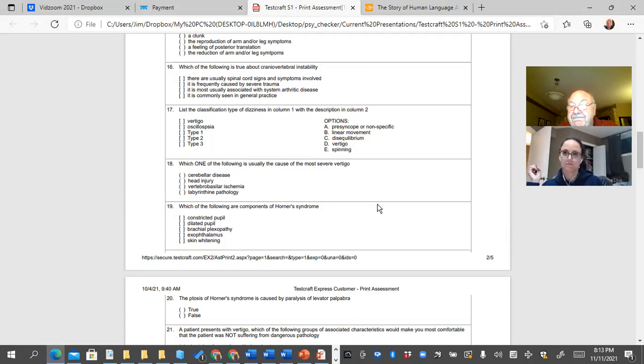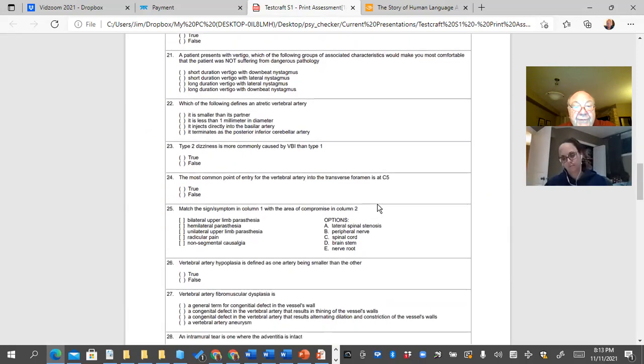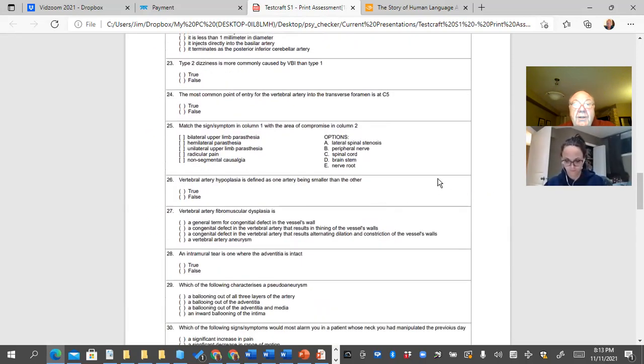The rest of these should be fairly straightforward. That's the one that caught somebody out. You good with that? Yep, I think so. Okay, so that was the last one we did. 25. Match the signs and symptoms in column 1 with the area of compromise in column 2.